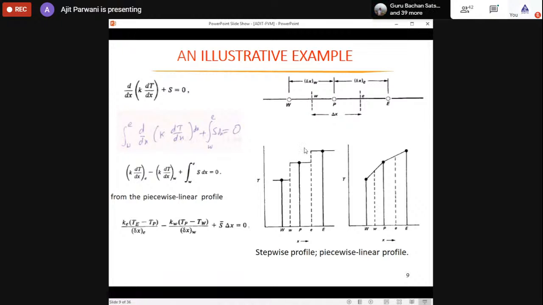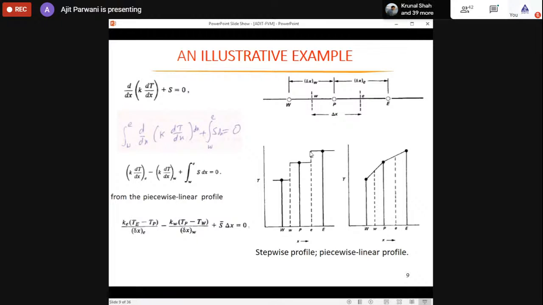If you assume such a profile for the temperature, you cannot determine the temperature gradient at the east surface and at the west surface. Why can you not determine it? At each surface there are two values for the temperature, one on each side. So the temperature gradient at this surface is indefinite. Therefore, you cannot assume this type of profile.